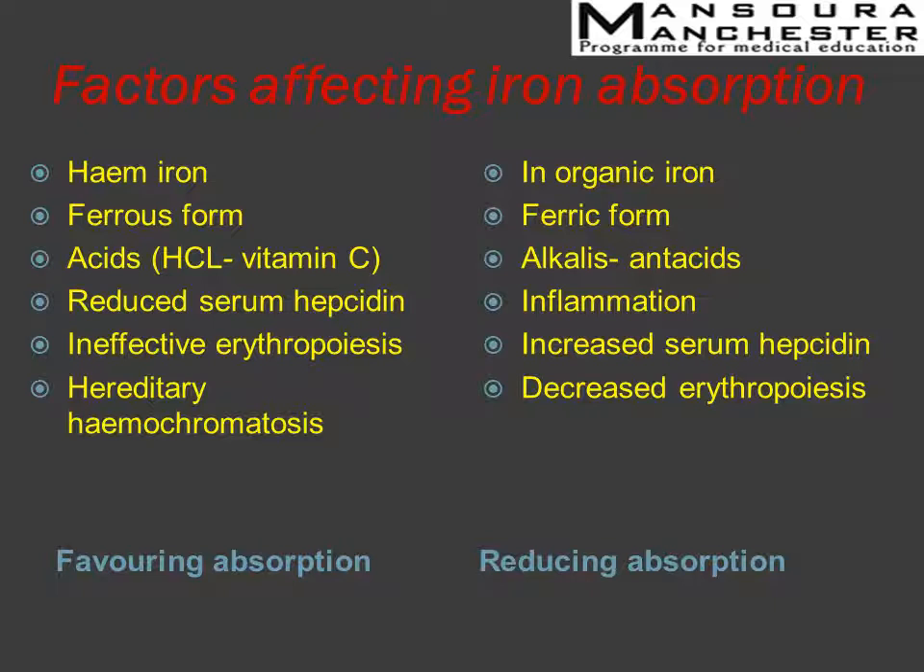These are factors affecting the iron absorption, and I think we need to know them well. Factors which enhance the absorption include heme iron, ferrous iron, acids like vitamin C and HCl, reduced serum hepcidin, ineffective erythropoiesis, and hereditary hemochromatosis. Factors which reduce the absorption of iron include inorganic iron, the ferric form of iron, alkalis and antacids, acute and chronic inflammation, increase in the serum hepcidin, and decreased erythropoiesis.